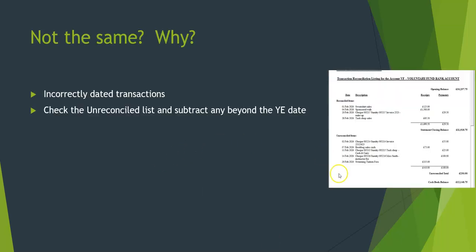And if that is the case, then you'll simply need to, on the report, or a copy of the report, or on your auditor report, make a note that we have to add back or subtract, or whichever way it goes, a certain figure because it's post year end. And then we should end up with a cash book balance that does equal the correct figure.